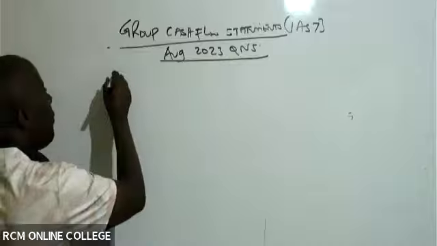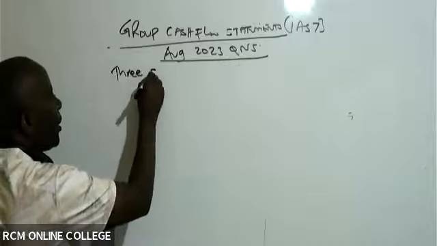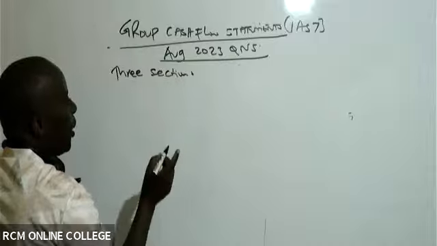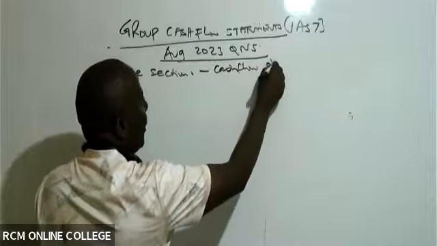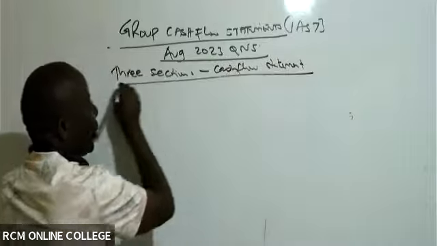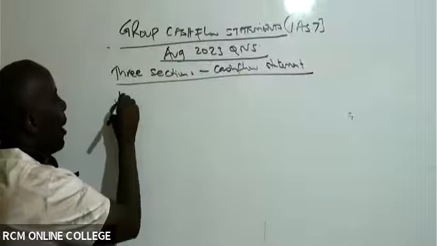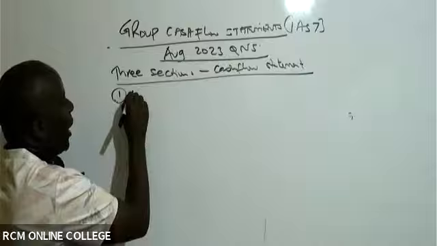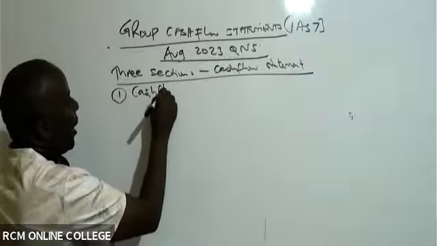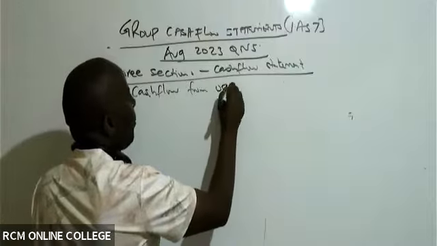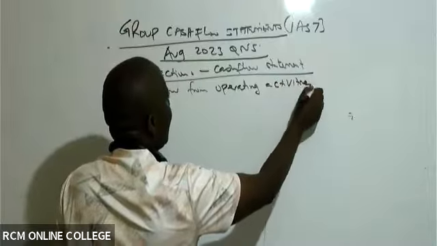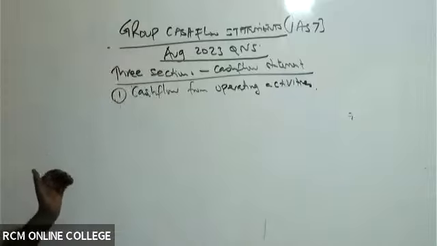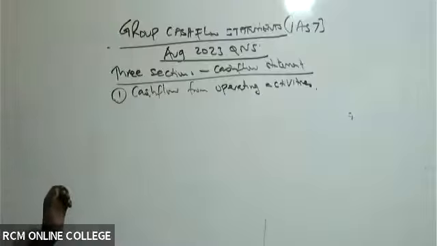So we will basically have 3 sections. Regardless of the method you're going to use, we shall always have 3 sections in this cash flow statement. Which sections are these? Number 1, we have what we call cash flow from operating activities. That's number 1. Regardless of whether you're doing this cash flow using the direct or indirect method, we shall have cash flow from operating activities.